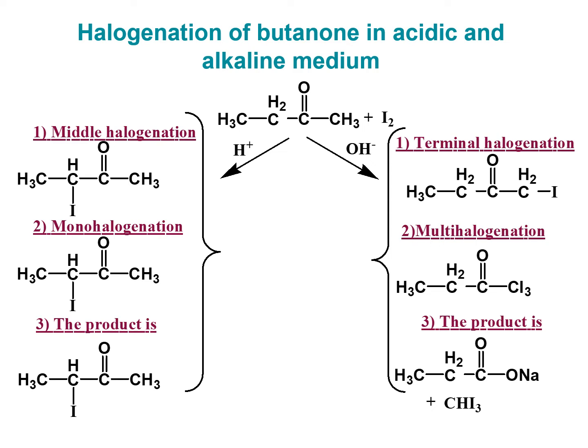This is the comparison that we have dealt with in case of acid medium and alkaline medium. As we said, in acid medium you get a middle halogenation, monohalogenation, and the product is what you have already obtained in the first step. However, in case of alkaline medium, you will obtain terminal halogenation, not middle halogenation. You will get multiple halogenation, and your final product is the haloform and the sodium salt of the acid.